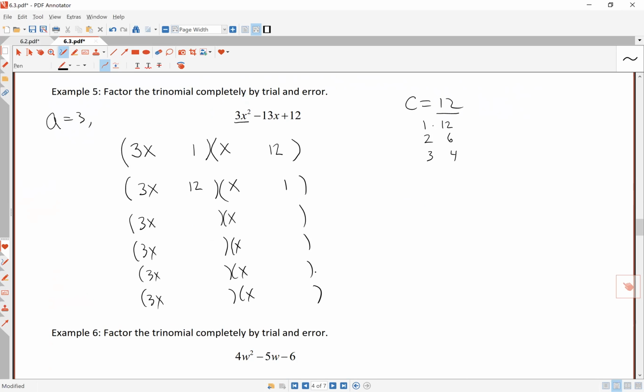Now I go on to 2 and 6. So I try 3x and 2, x and 6. And then I have to flip-flop them, 6 and 2. Now I go on to 3 and 4. 3x and 3, x and 4, 3x and 4, x and 3. They need to multiply to positive 12, but we need to add to negative 13. So I'm going to have to use the two negatives here.